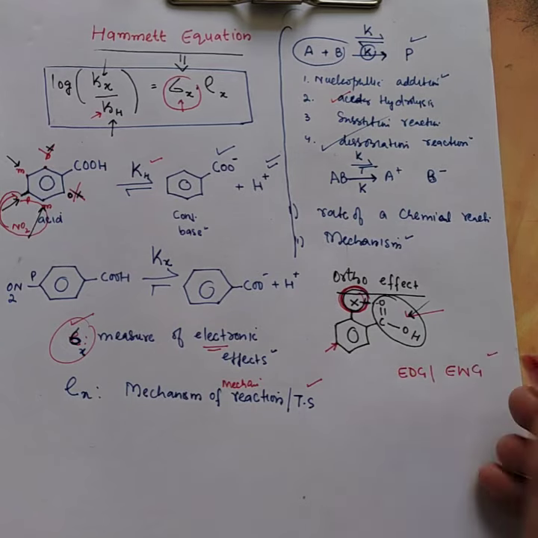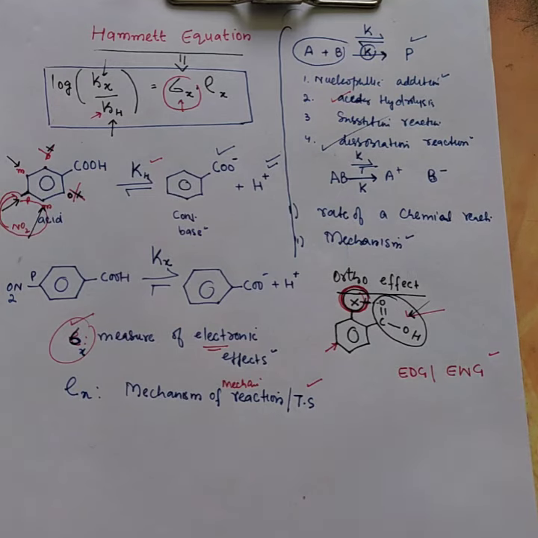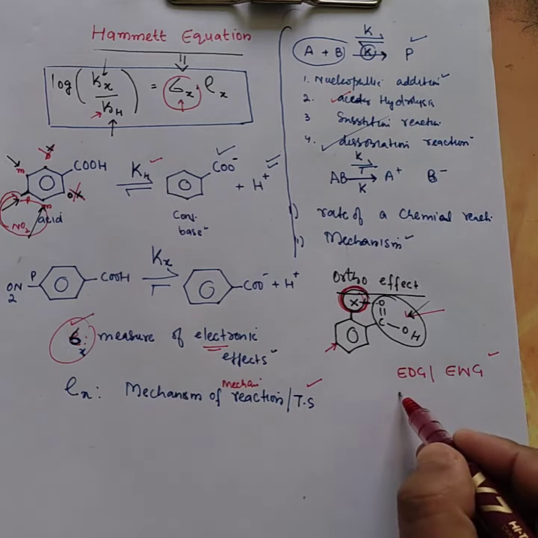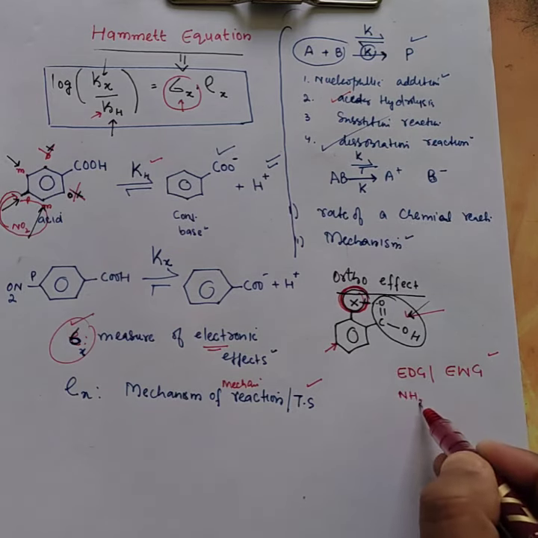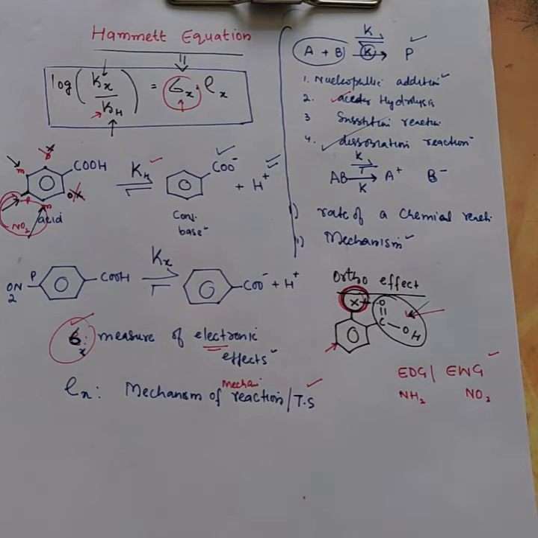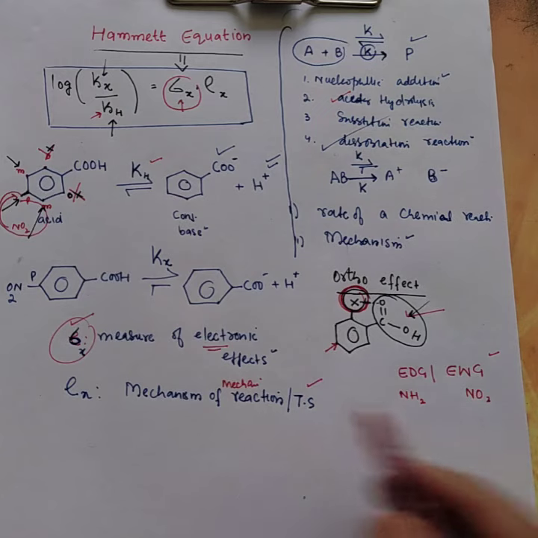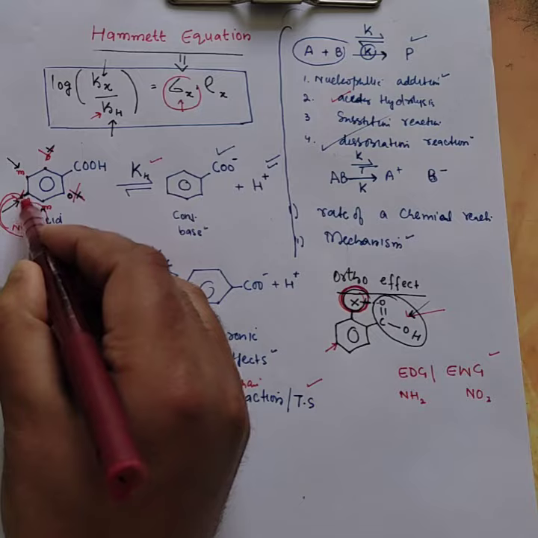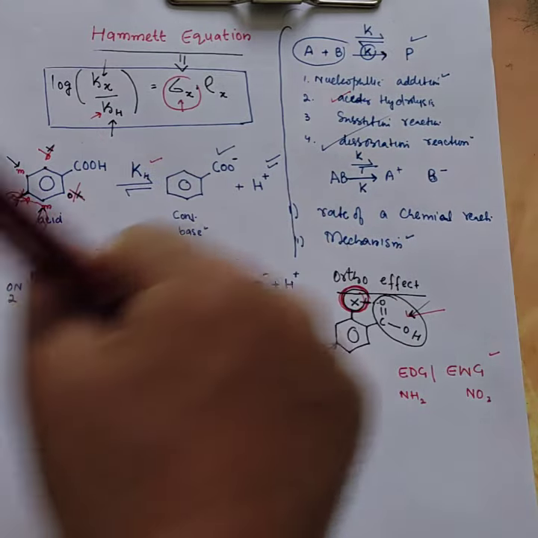This we'll discuss in class number 2. Or it can be any type of group. So it can be donating, electron withdrawing. For example, if it is donating, then let's say it is NH2 amine group. If it is withdrawing, let's say it's nitro group. अब nitro की वजह से क्या होगा? It will obviously try to pull the electrons from the ring.